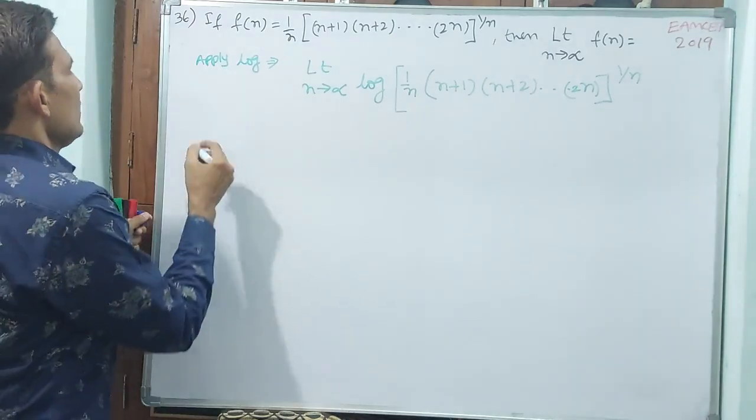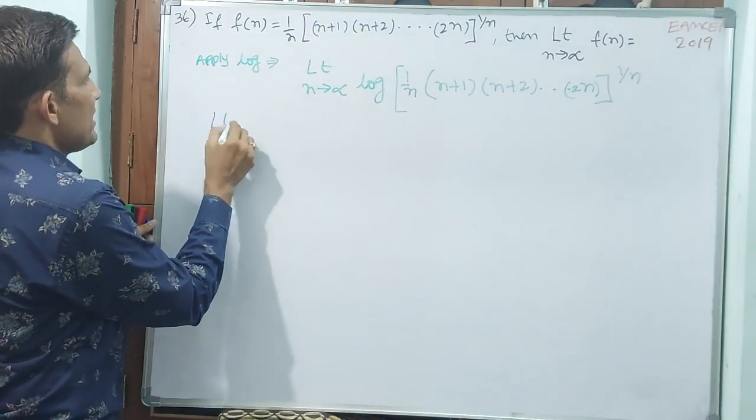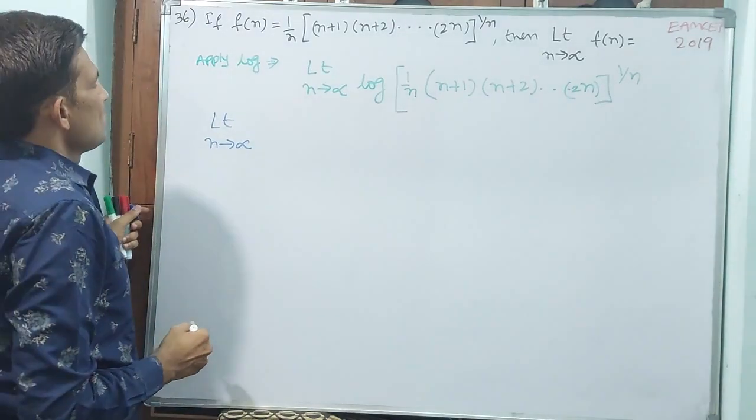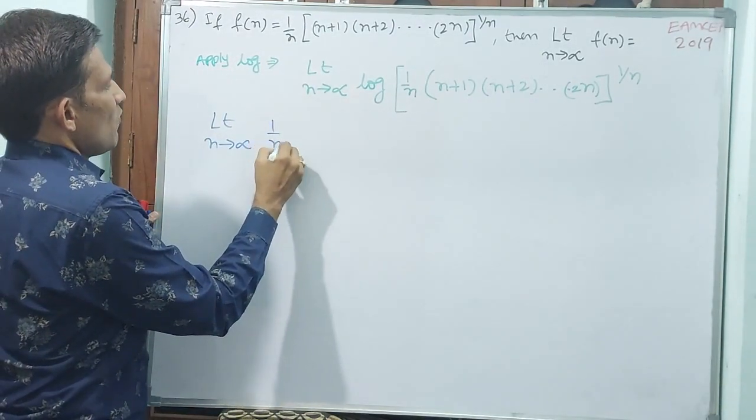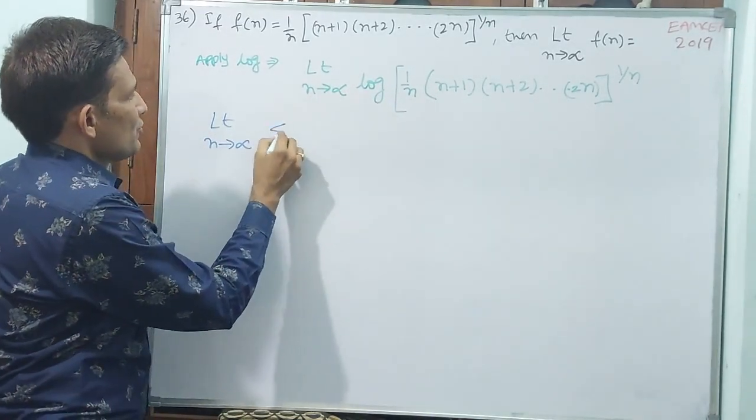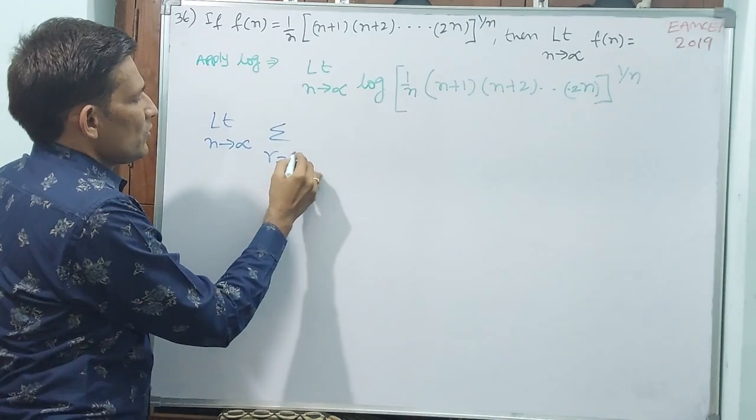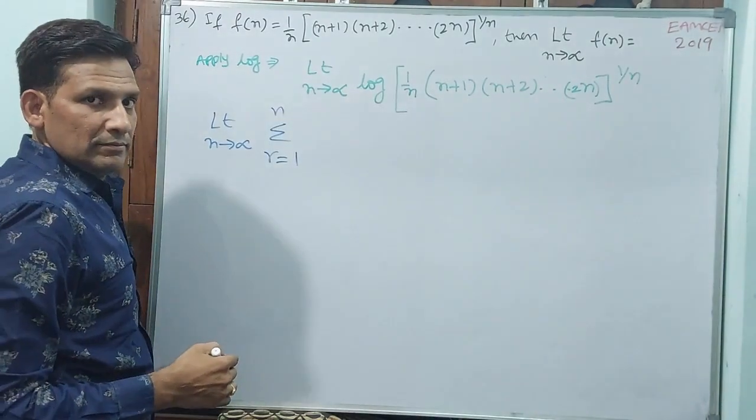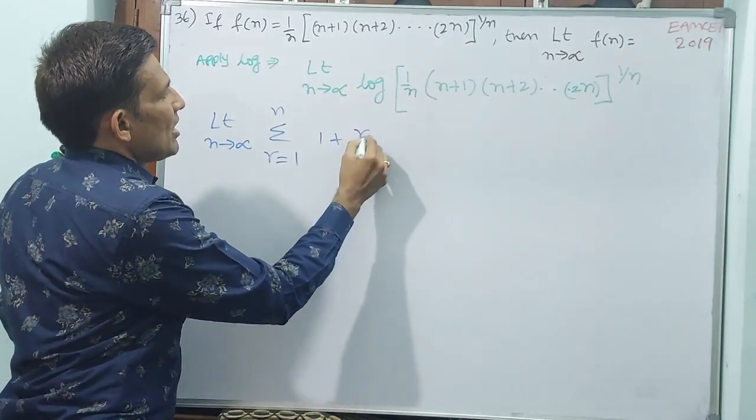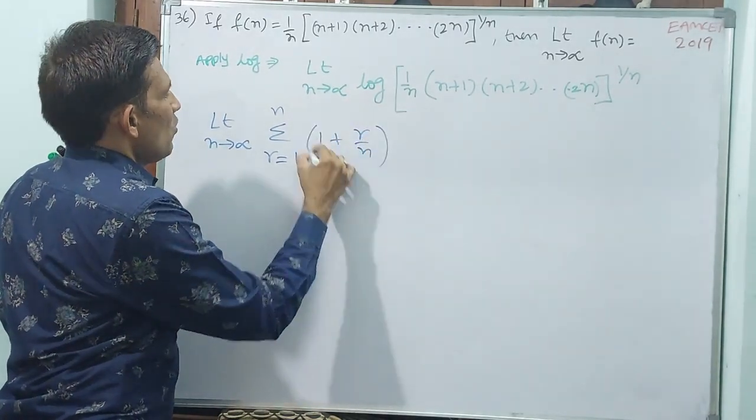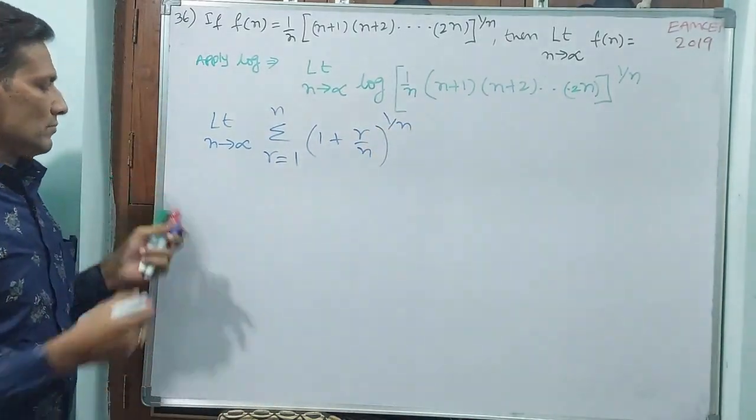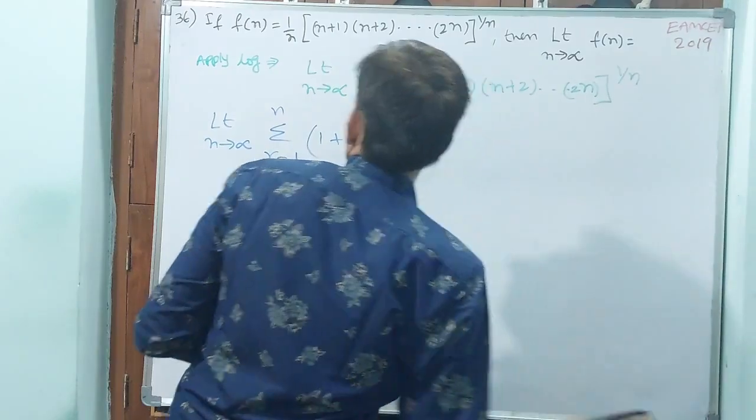Observe carefully what I am doing now. Limit n tends to infinity. 1 by n you don't take. Why? Because now 1 by n is not there. See, sigma r is equal to 1 to n, 1 plus r by n whole to the power of 1 by n. Sorry, log also I have to apply.